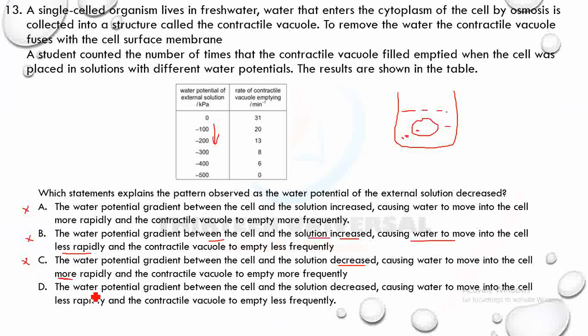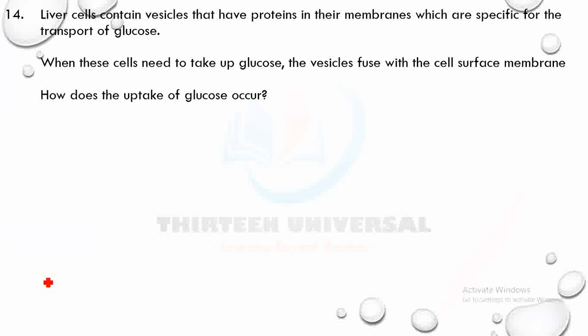Now D says the water potential gradient between the cell and the solution decreased. That's correct, because the water potential is decreasing, causing water to move into the cell less rapidly. How do we know water is moving less rapidly? Because the rate of contractile vacuole emptying is decreasing from 30 to 20 until 0. So guess what? D is the answer we're looking for. That's it, guys.